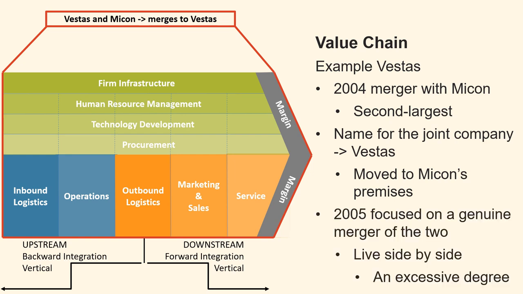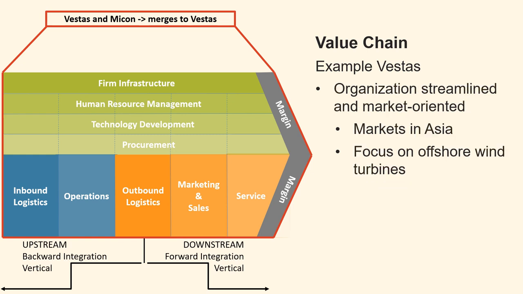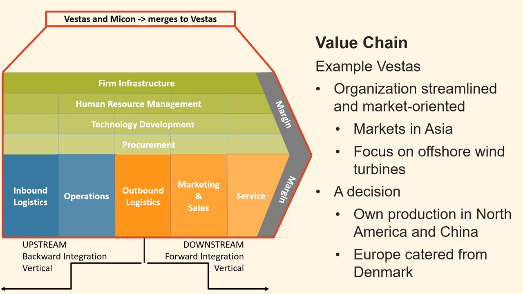From 2005 and throughout the following year, Vestas focused internally on completing a genuine merger of the two companies, which, however, continue to operate side by side to an excessive degree. The organization became more streamlined and market-focused, adapting to the burgeoning markets in Asia and the heightened emphasis on offshore wind turbines. Concurrently, a decision was made to set up production facilities in key regions such as North America and China, with Europe being catered to from Denmark.